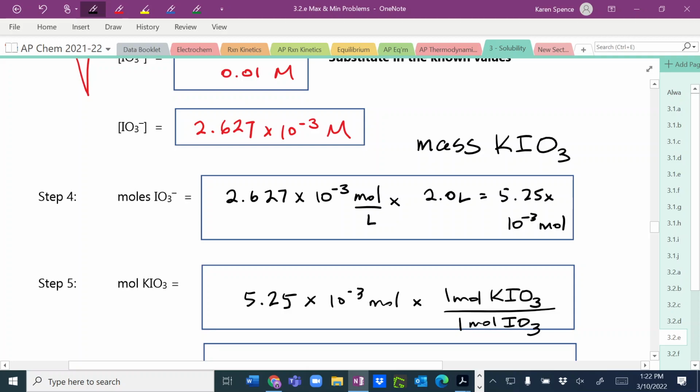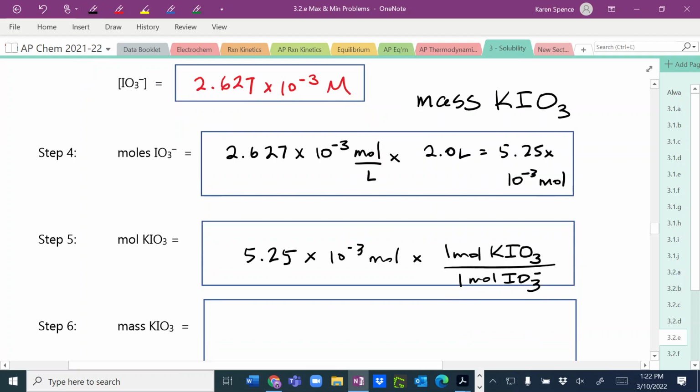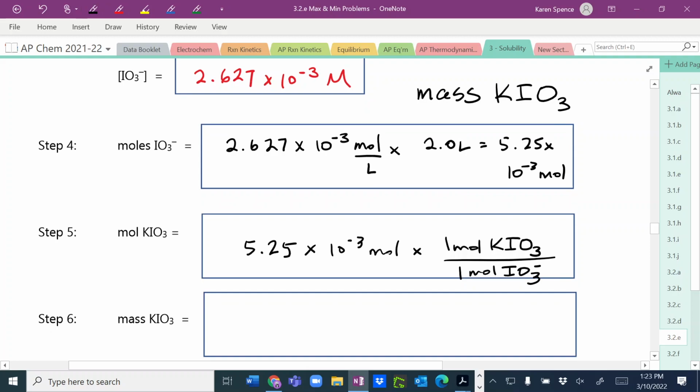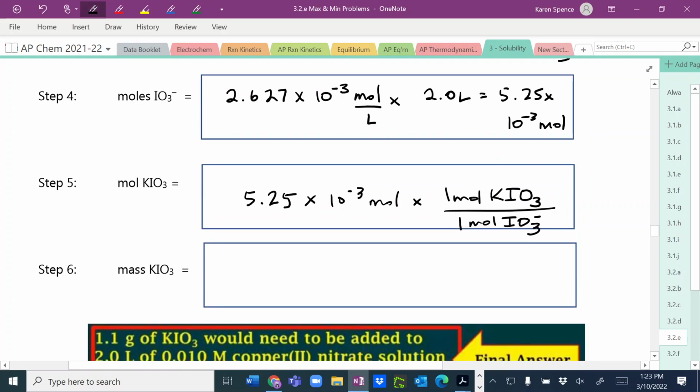Do you have to show this conversion this way, or can you just say they're equal to each other? You can just say that they're equal to each other, but that's how you would show it. And then your mass, 5.25 times 10 to the minus 3 moles of KIO3 times whatever the molar mass is, grams per mole. I don't know what it is.